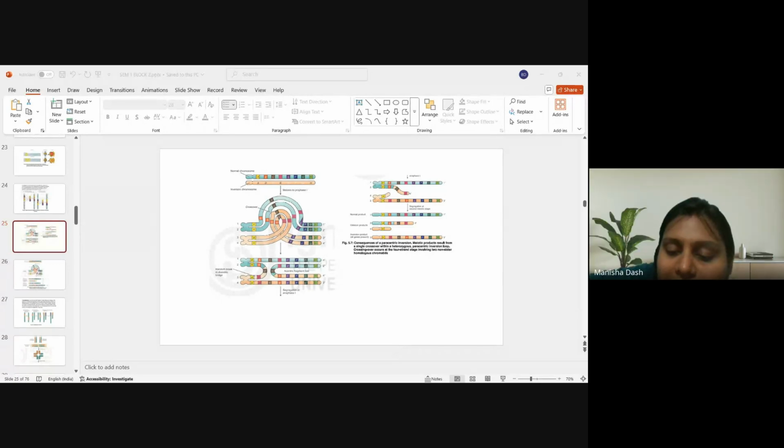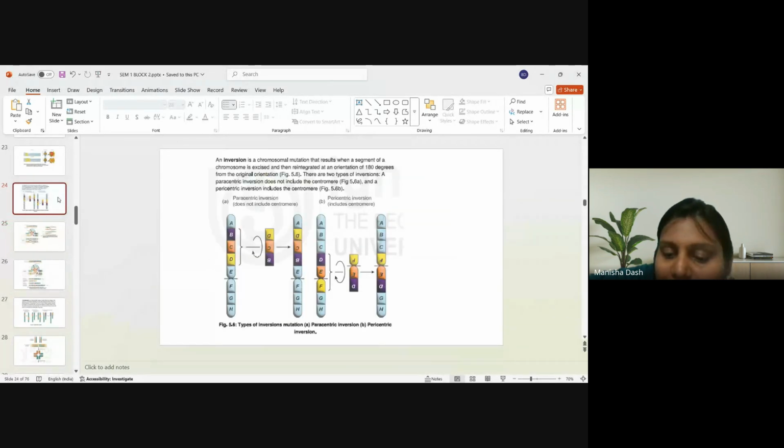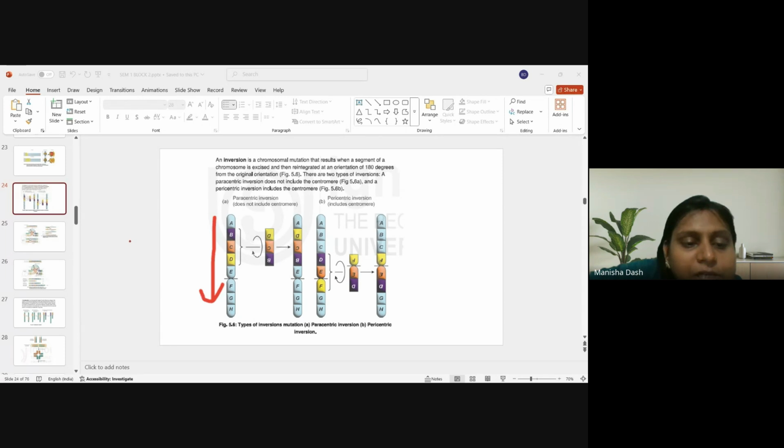Okay, inversion means just look at the diagram. See, inversion means there is a 180-degree rotation of the segment which has been cut and reinserted into the chromosome. So look at the sequence of the chromosome earlier. What is the sequence? A, B, C, D, E, F, G, and H. So this B, C, and D part has been cut from the chromosome, and when it is reattached, the sequence has been inverted by 180 degrees.